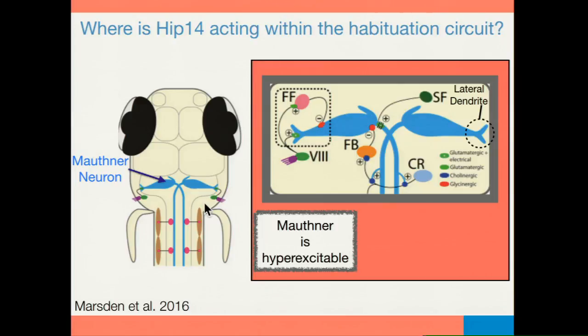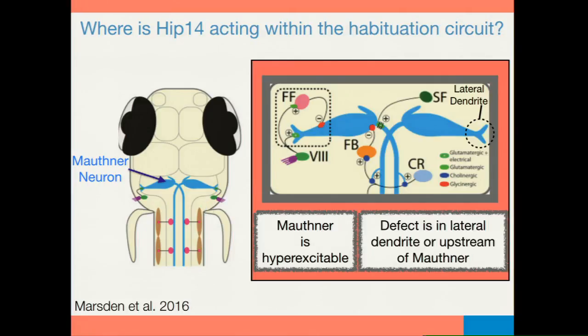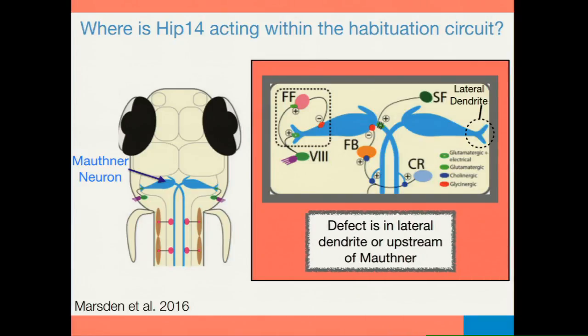And so we had a couple of hypotheses as to how the Mauthner could be defective in these HIP14 mutants. One is that the Mauthner is hyperexcitable. So in this scenario, inputs to the lateral dendrite are diminished, but somehow they're still sufficient to drive firing of the Mauthner neuron. In the second scenario, the defect is in the lateral dendrite or upstream of the Mauthner. And I'm going to show you through some calcium imaging data that it's actually more likely to be the second of those two options.